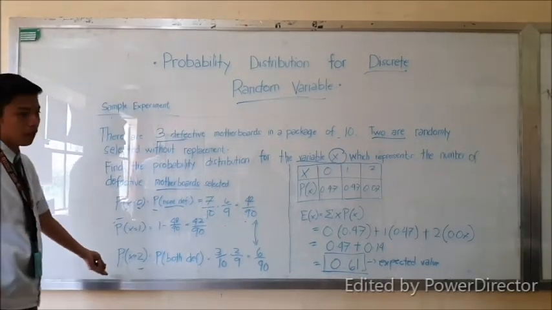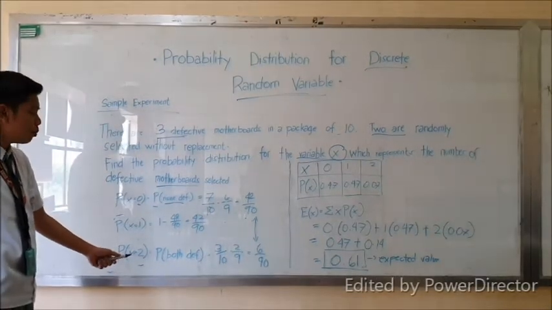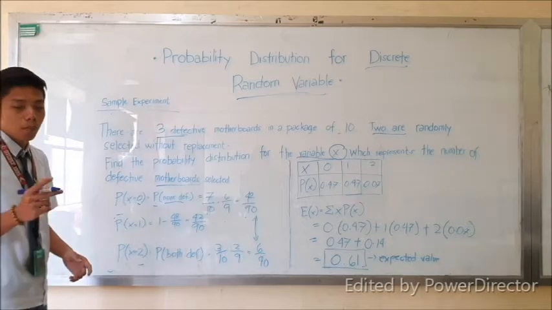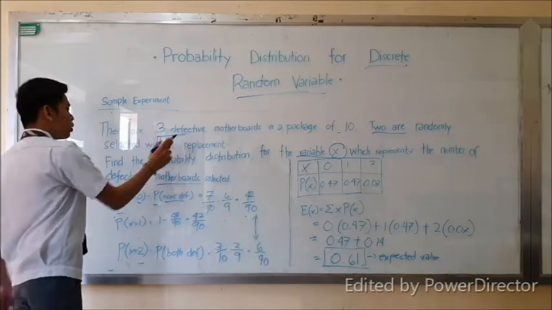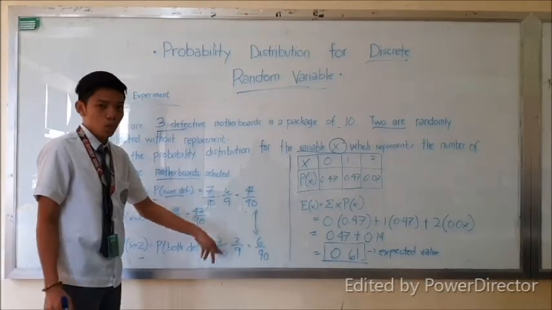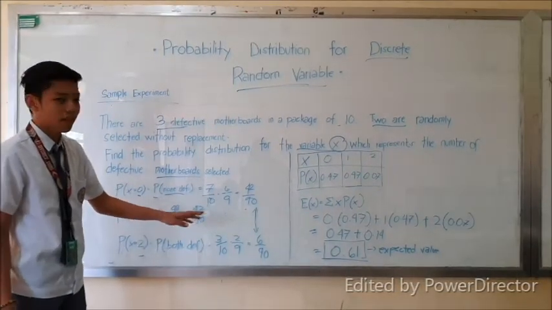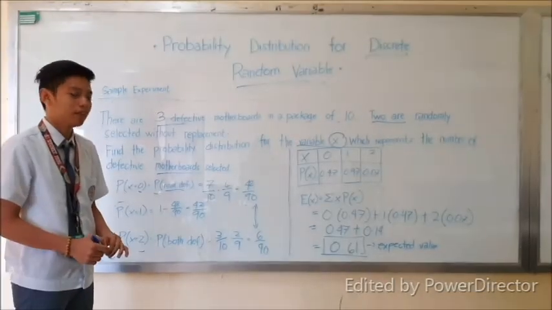Next is for x equals 2, the probability that we will get both defective motherboards. There are 3 defective motherboards, so 3 over 10 times 2 over 9. So 3 times 2 is 6, and 10 times 9 equals 90.